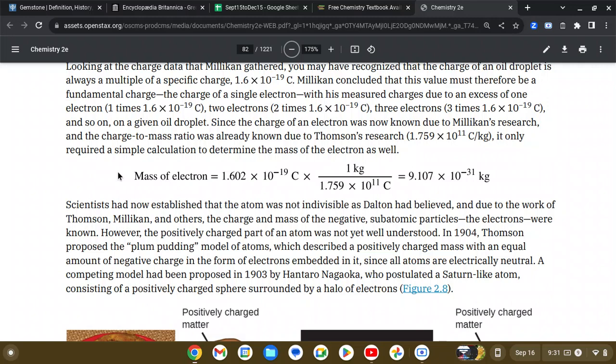Since the charge of an electron was now known due to Millikan's research, and the charge to mass ratio was already known due to Thomson's research, 1.759 times 10 to the 11 coulomb per kilogram, it only required a simple calculation to determine the mass of the electron as well. Mass of an electron equals 1.602 times 10 to the negative 19 coulomb times 1 kilogram over 1.759 times 10 to the 11 coulombs, which equals 9.107 times 10 to the negative 31 kilograms.